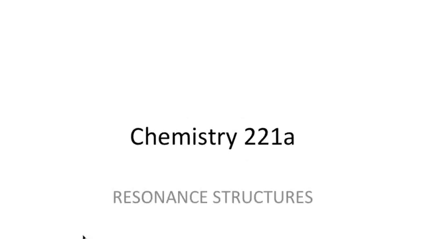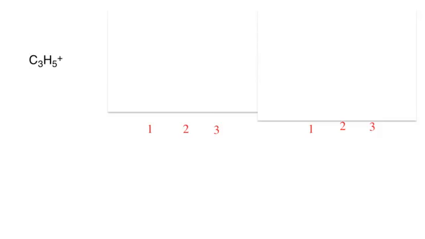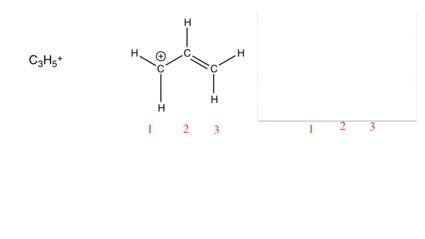Hello again, OChem students. Today we're going to talk about resonance structures, what they are and how to draw them. Suppose you have a formula and you're asked to draw the Lewis structure. You start to draw the Lewis structure of, for example, C3H5 plus charge, so it's a cation. And you find that you must connect together the three carbon atoms.